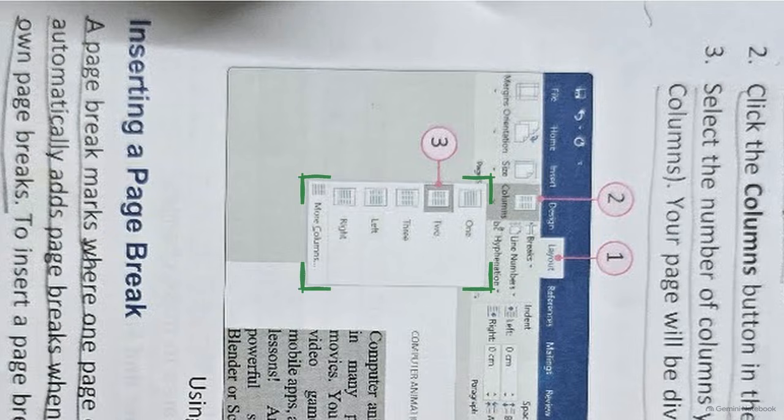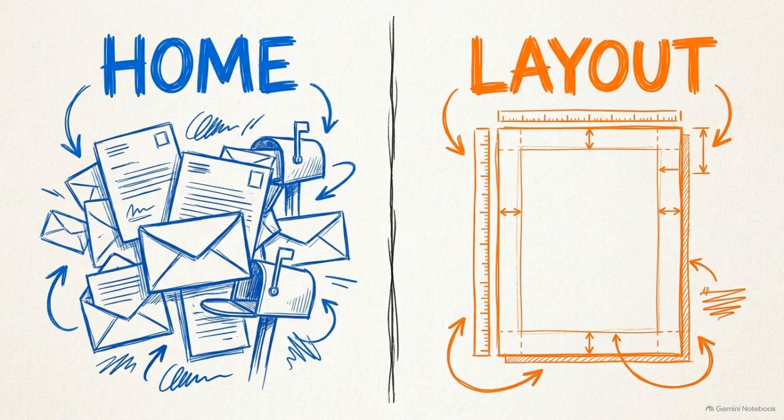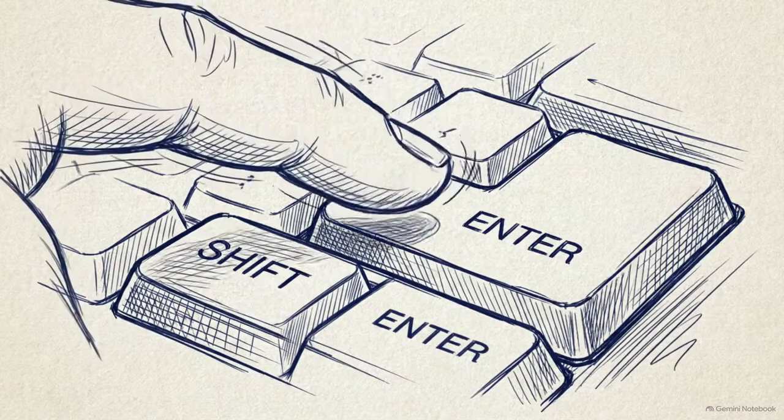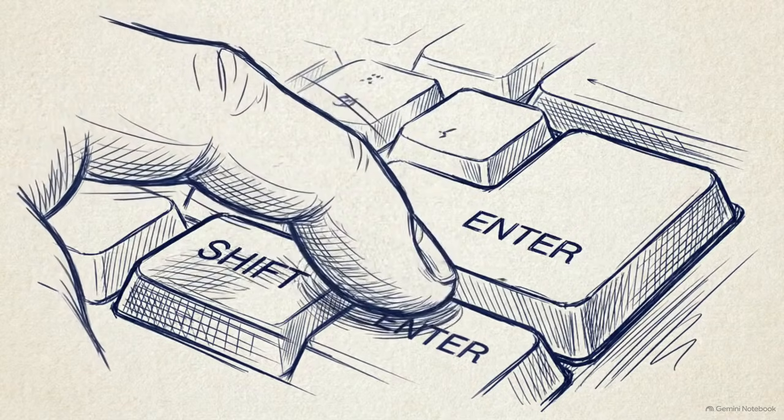You select this when a prompt asks you to format text to look like a newspaper or magazine, splitting the document into 2 or more vertical sections. So if the Home tab is for words, the Layout tab dictates the physical boundaries and the reading flow of the entire page. Now pay close attention, because this is the most common pitfall on the entire exam, confusing a line break with a page break.